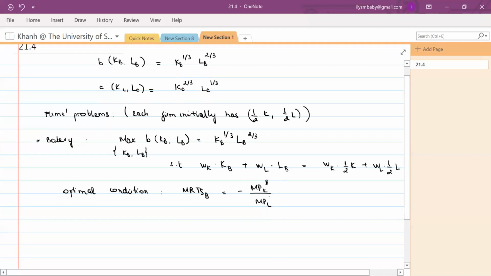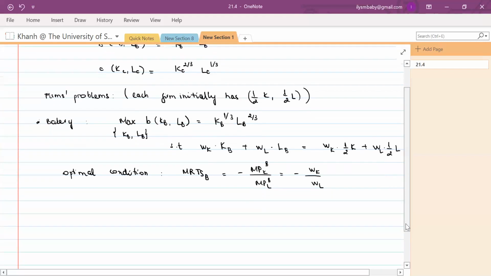So we studied this before. It has to be equal to the negative of the input price ratio, which is WK on WL. So again, remember, I did mention this before. If you put K on top, it has to be WK on top on the right-hand side, or if you put L on top, it has to be WL on top. So this is basically the optimal production condition in order for the firm to be maximizing their level of output.